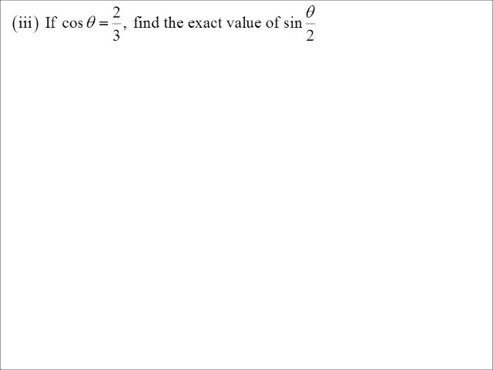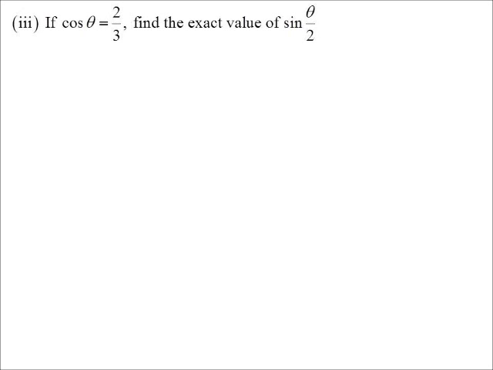Find the exact value of sine theta on 2. This is why we call them double angle formulas and not 2 theta formulas, because we're not restricted to a situation where we've got theta and 2 theta. I could have a situation where I've got theta and a half theta, because theta is double theta on 2. So I could still use the double angle formulas for this one.